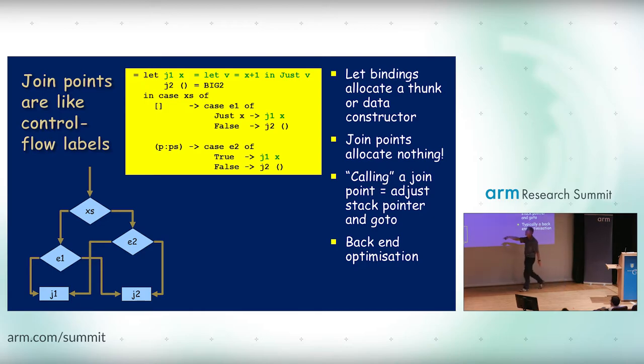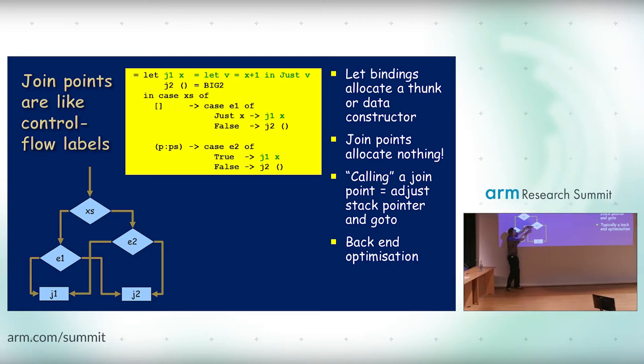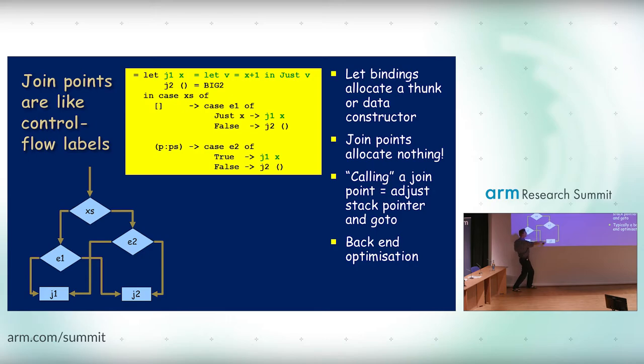So if you like, if I imagine the control flow of this thing, what have I first got to do? Scrutinize x here. In the nil case, I've got to scrutinize E1. In the cons case, I've got to scrutinize E2 here. And then I've got to call either J1 or J2, depending. Does that make sense? So it's really a control flow operator. These extra let bindings are control flow kind of things. So that's why I call them join points, because they're places where execution comes together.